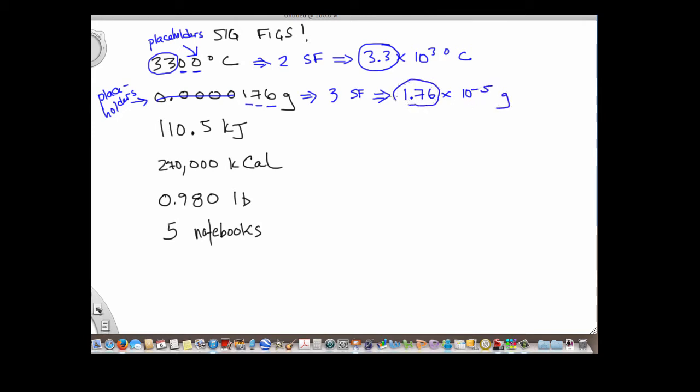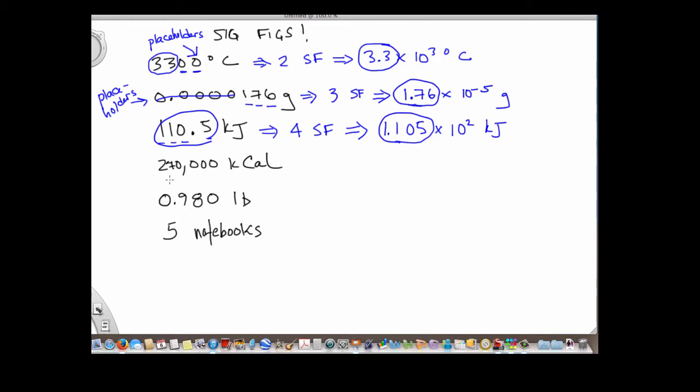the three significant figures. In our third example, 110.5 kilograms. The zero is sandwiched between non-zeros, so all four of these numbers are significant. If we wanted to rewrite this in scientific notation, we would rewrite it as 1.105 times 10 to the second kilojoules. Again, we still have these four significant figures.